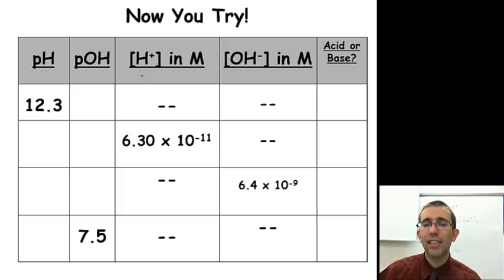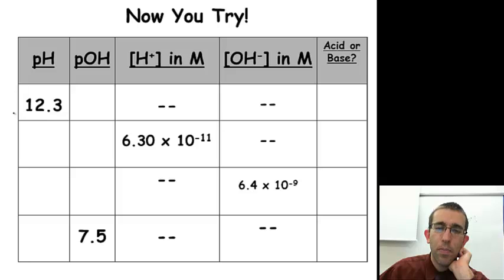Alright, we got some to try. It says you try right here. I'm going to help you out with these, so work them out as I'm working them out. We can identify the pH, the pOH, whether it's an acid or base. Here we go. Alright, if I have a pH of 12.3, what is my pOH?